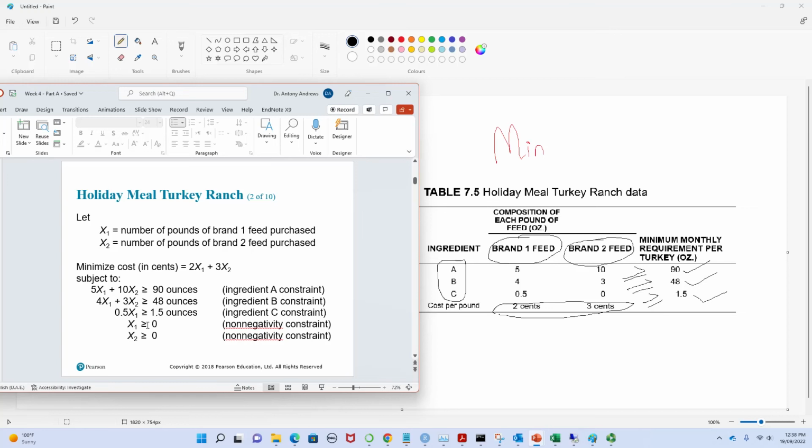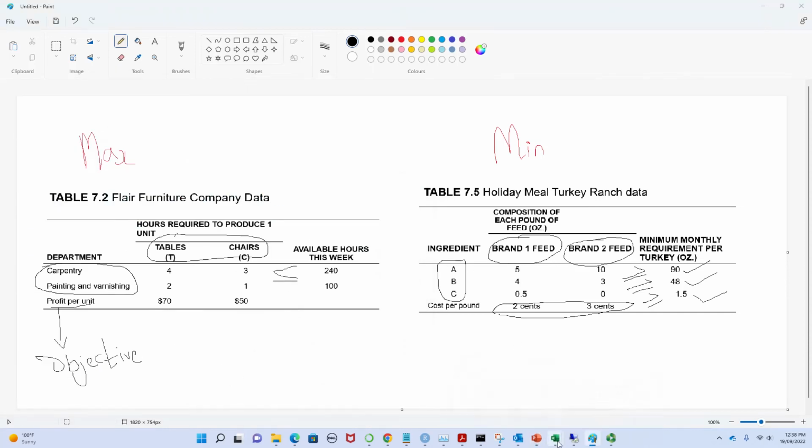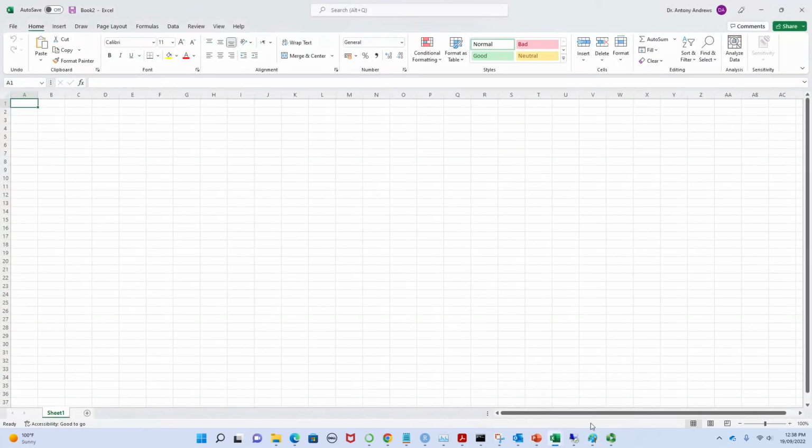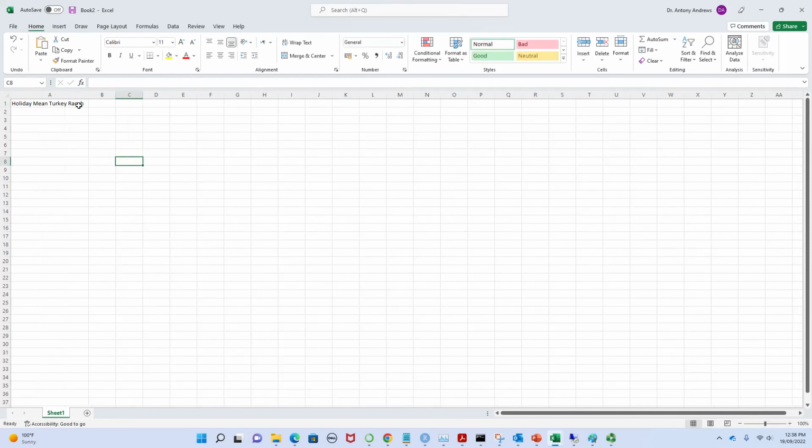Now what we're going to do, we're going to actually go and solve this in Excel. So keep all this here. We'll keep this table here, and I'll open up my Excel sheet here. So all good. What is the first thing? Let's give it a name first here. We're going to say holiday meal turkey ranch. I'm just going to bold it.